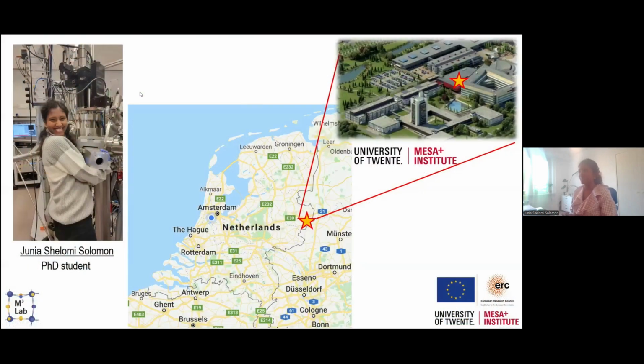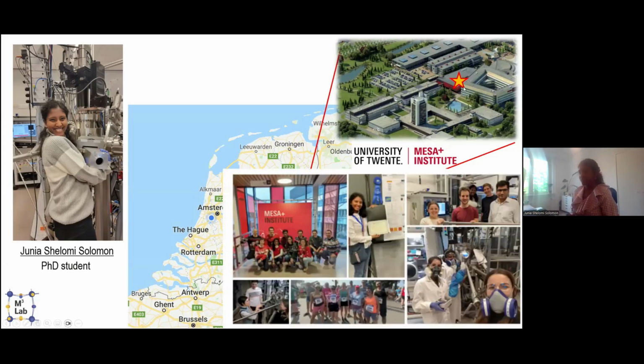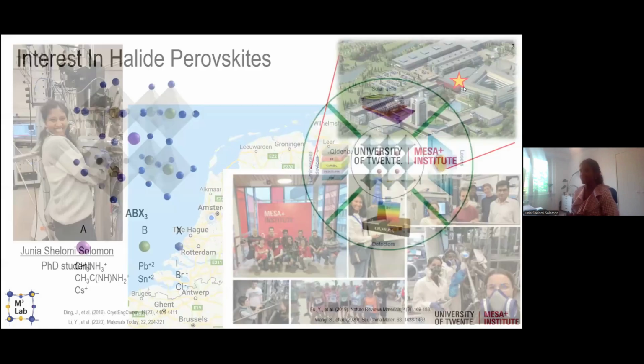So I'm a PhD student, and our group is situated in the Netherlands, in Enschede, a tiny, beautiful little countryside, and the campus is really beautiful. The image right here is an aerial view of our campus, and the star is where our labs and offices are. These are some images from our different group activities. Like many of you here, many of my group members work with halide perovskites.